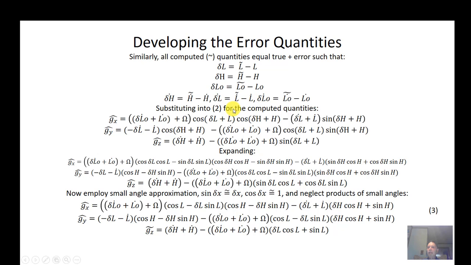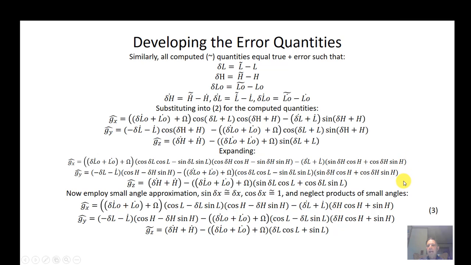Now, substituting directly into equation 2 of the previous slide, we get these equations over here, and they can be expanded directly. Note that we're not using any differential equations at this point, in terms of differentials and using products of variables.